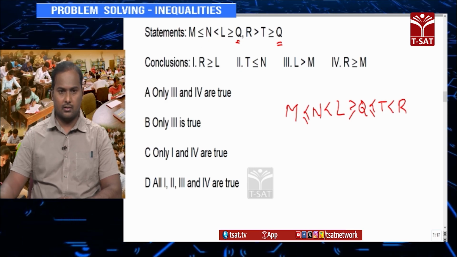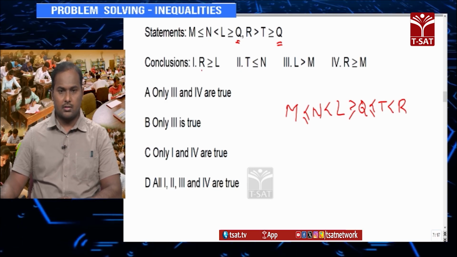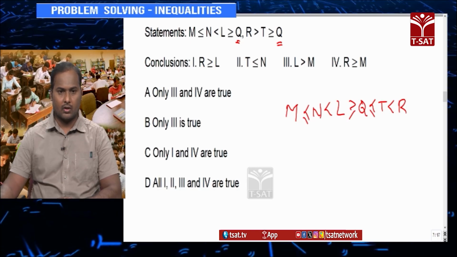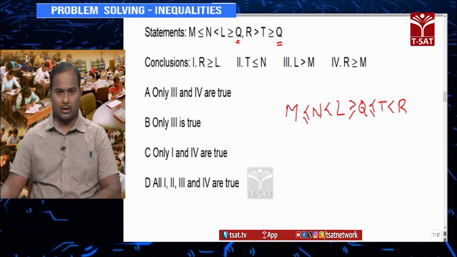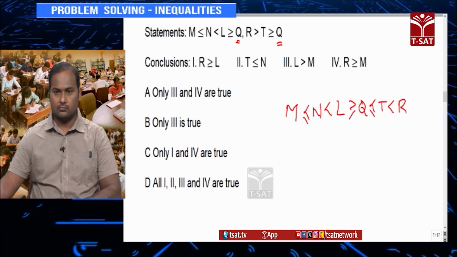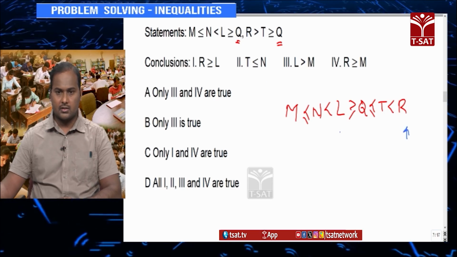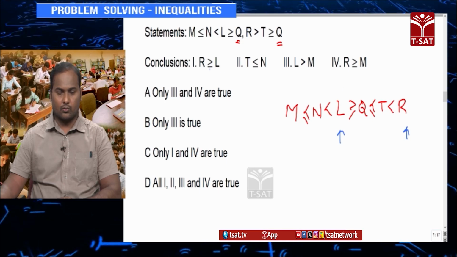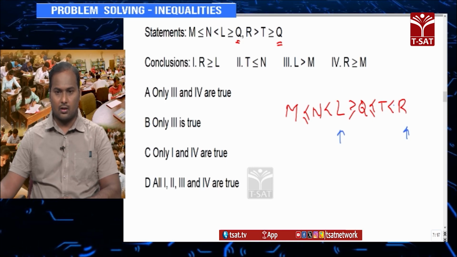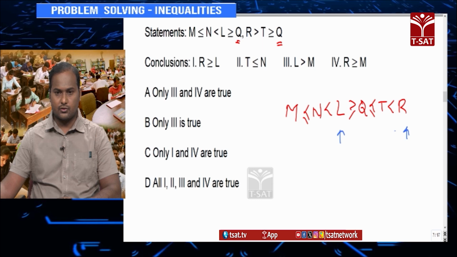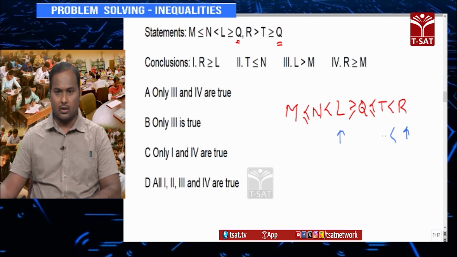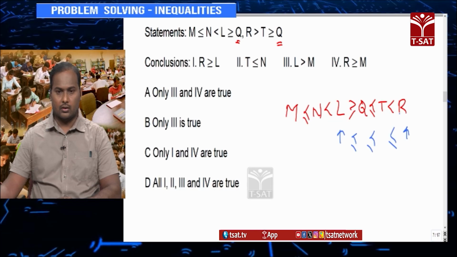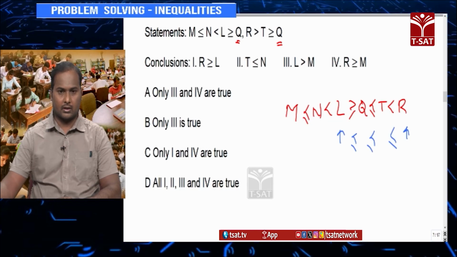Now let's check the conclusions. Now he is asking the relation between R and L. So R is greater than or equal to L. So where is R? R is here. And where is L? L is here. So it is saying that R is greater than or equal to L. So towards R means R is here. All the symbols should be greater than or equal towards R. Then only that particular conclusion becomes correct.